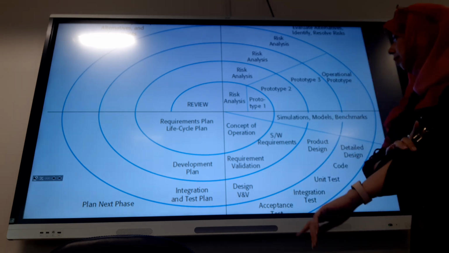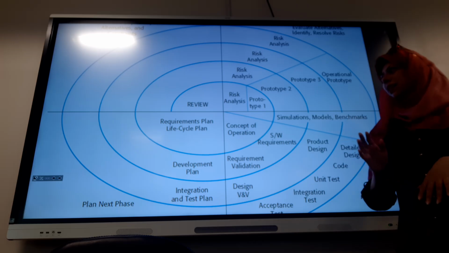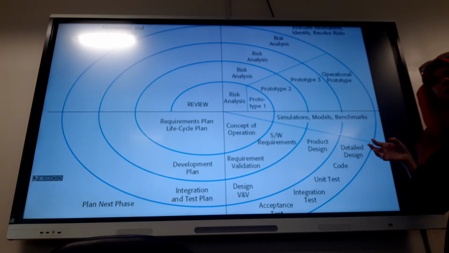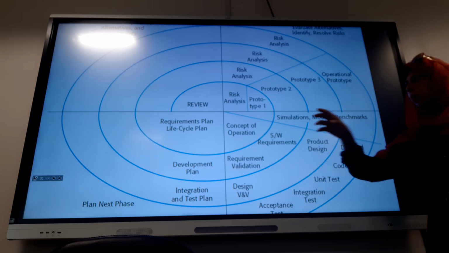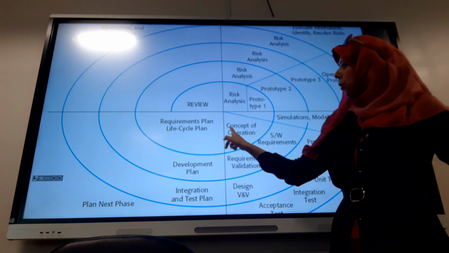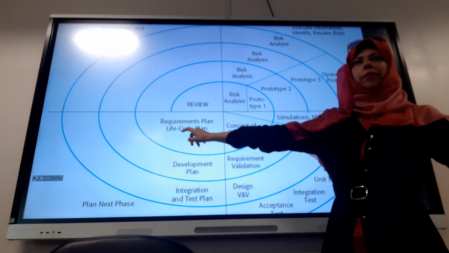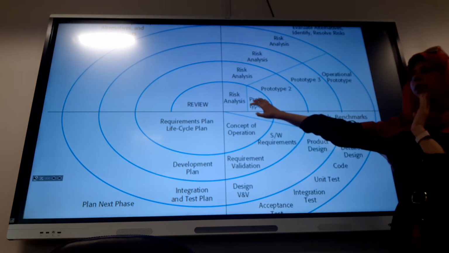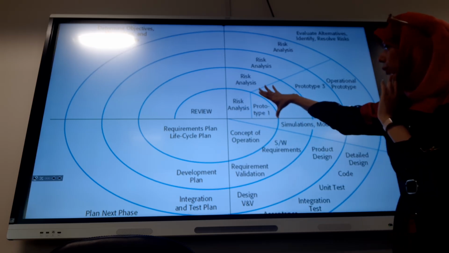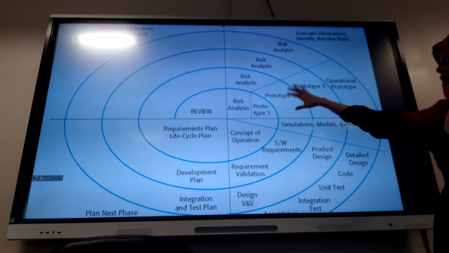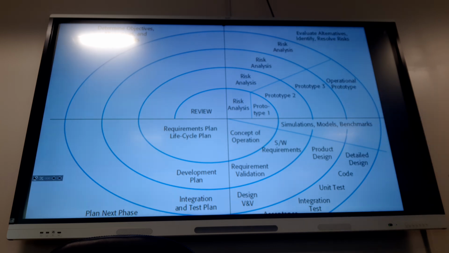Can I say that, for example, I have the same level of phases covered in every increment? Look at this. What is covered here? We start with review, concept of operation, requirements plan. Then what happens in the second phase? Of course, we end up with a prototype here, right? Now this prototype grows with every new increment. Do you see that? So it becomes prototype 2, 3, 4, and so on.